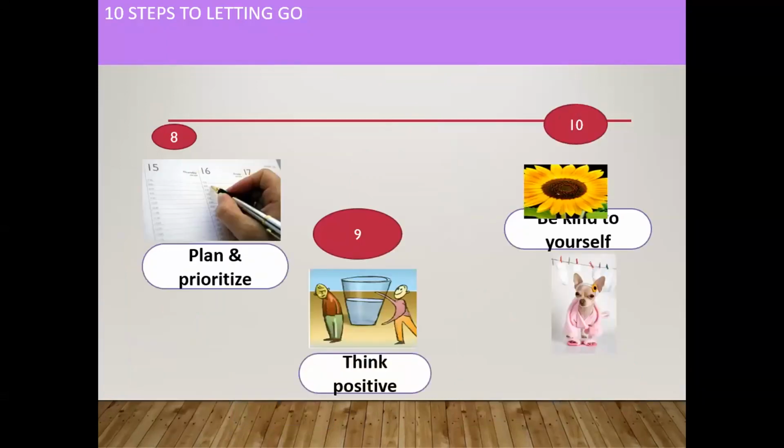Number 8, plan and prioritize. Yes, to prioritize means to give things their appropriate place of importance. So you have a lot to do. You have little time to do it. Organize yourself so that you can accomplish all the things that you have on your list in a realistic time.